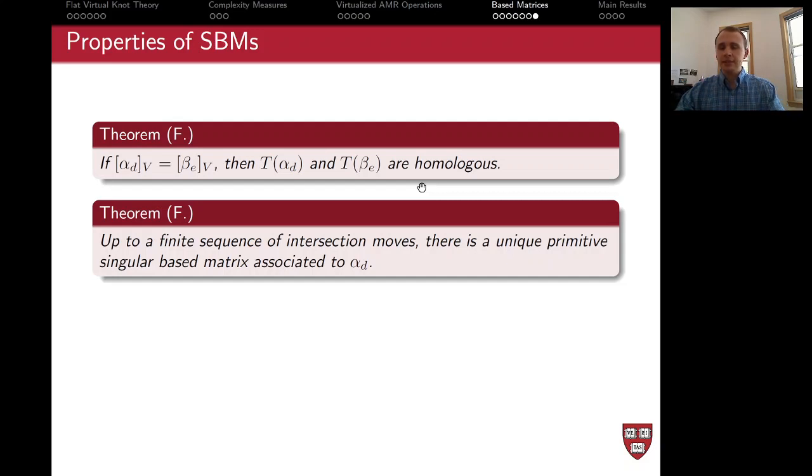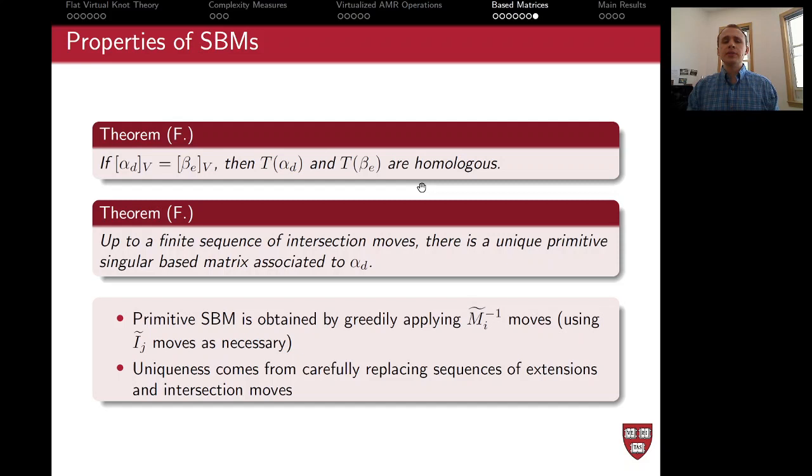And this is a couple classic type of results for base matrices. So if the virtual homotopy classes of two singular flat virtual links agree, then the singular base matrices are homologous. And then what's really nice is that up to a collection of intersection moves, there's actually a unique primitive singular base matrix associated to any representative or to a flat virtual link. So this would be lovely, but what's useful about this is that we can actually obtain this primitive singular base matrix in a greedy fashion. It doesn't matter what path you follow to get to the minimal base matrix, so long as you know that there is no way to further reduce its size.